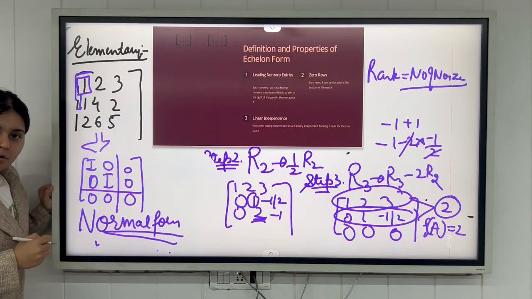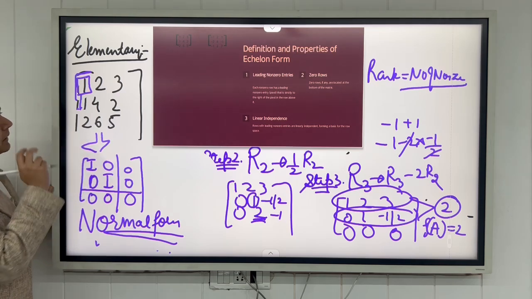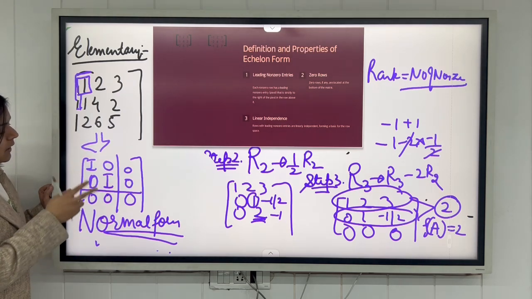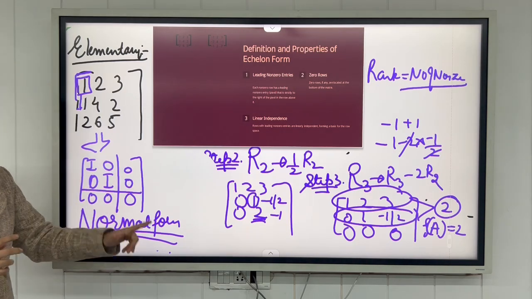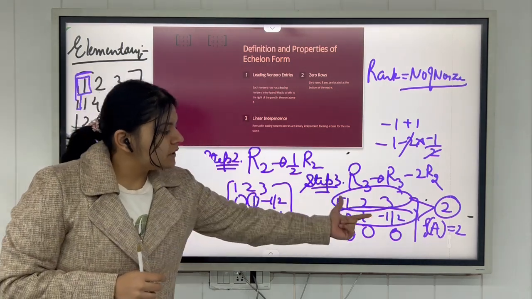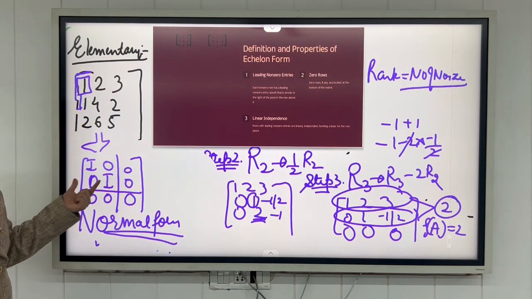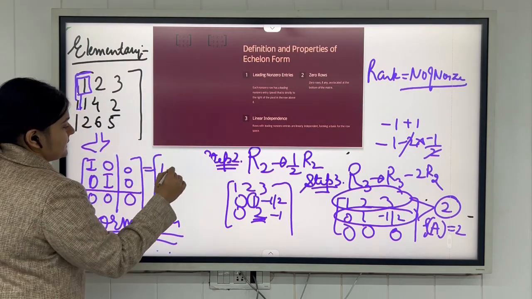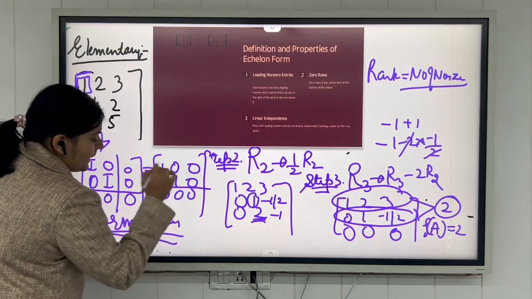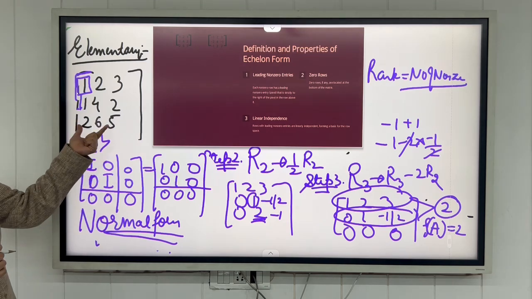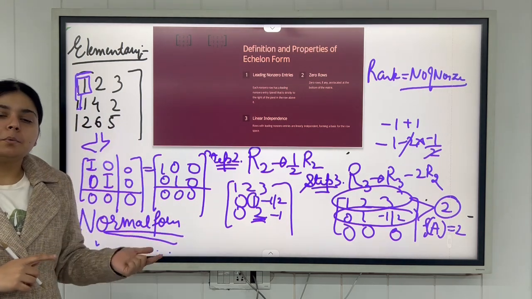Now in the normal form, we always first find out the rank and then we make sure that whatever matrix has been given to us, we convert that matrix into an identity matrix, right? Now, if this matrix gives us rank 2, we must be aware that the normal form of this matrix will be in this order.